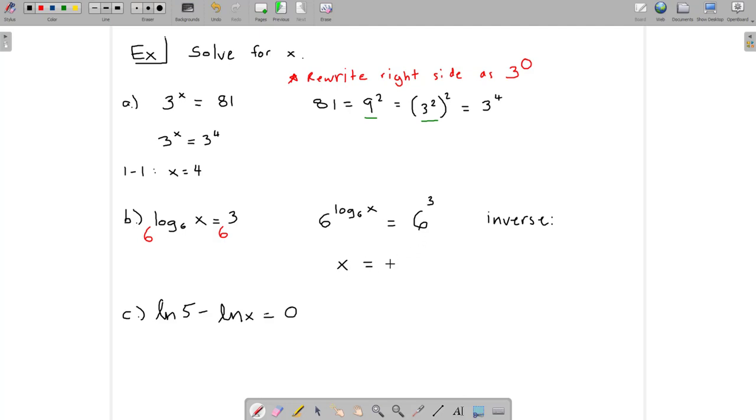And the right-hand side is 6 cubed, which you can throw in your calculator, or 6 times 6 times 6, that's 36 times 6 is 216.